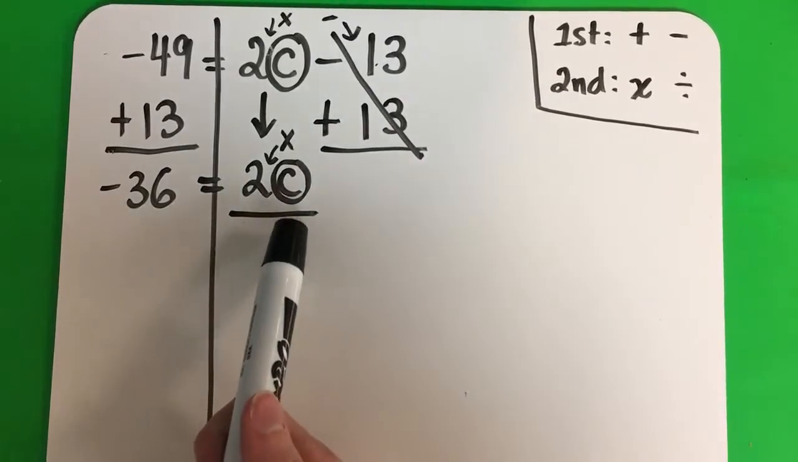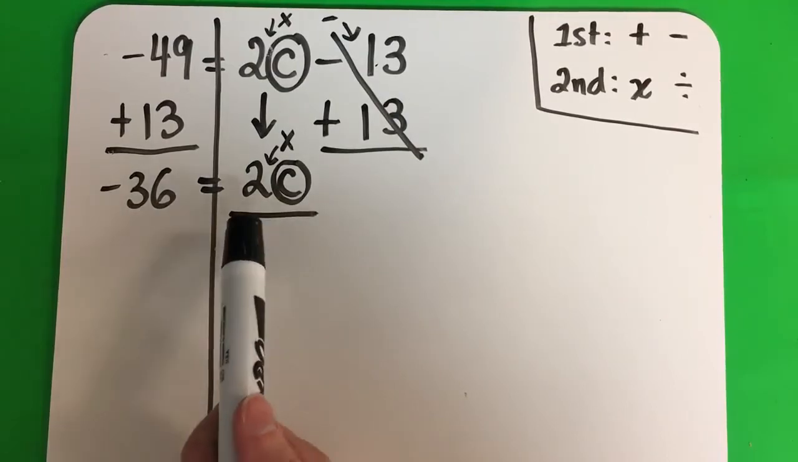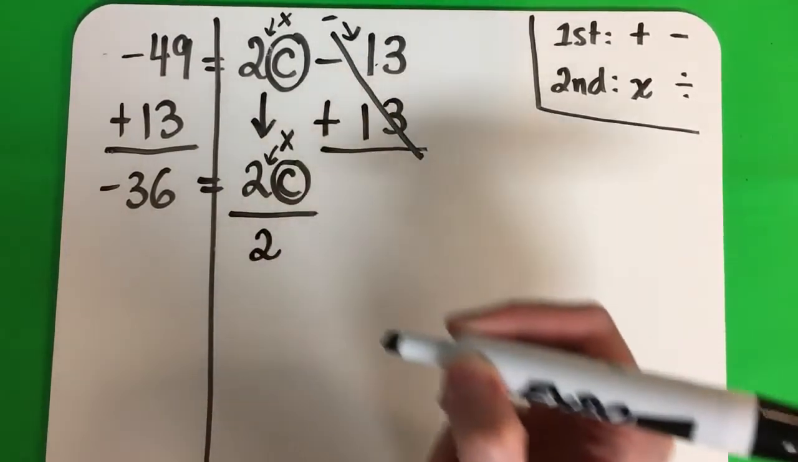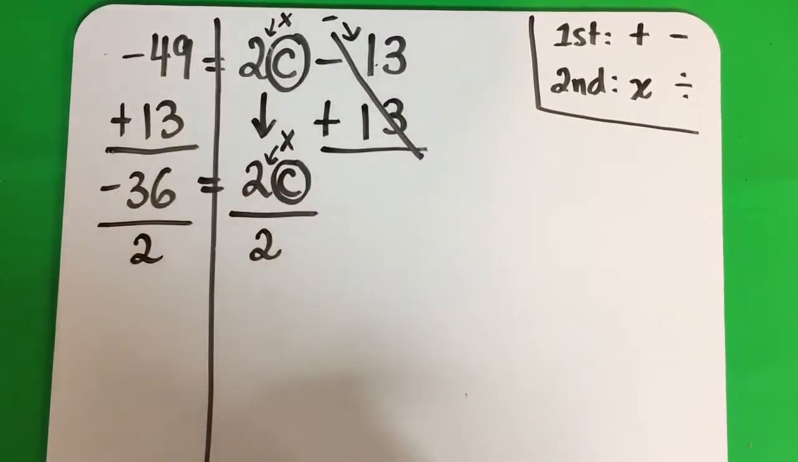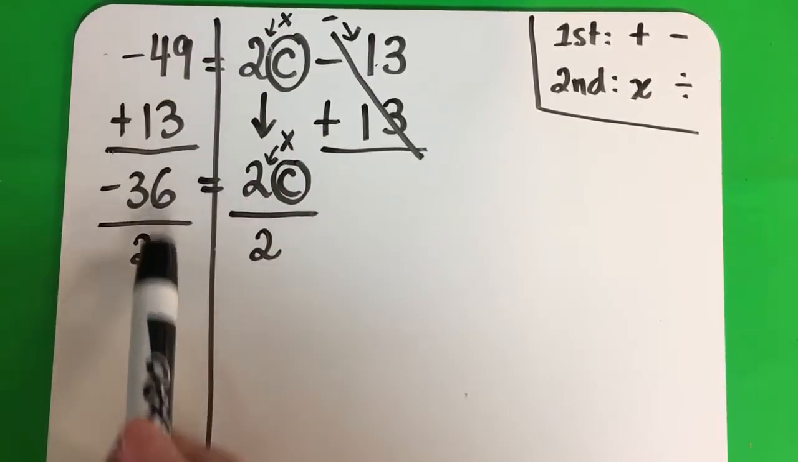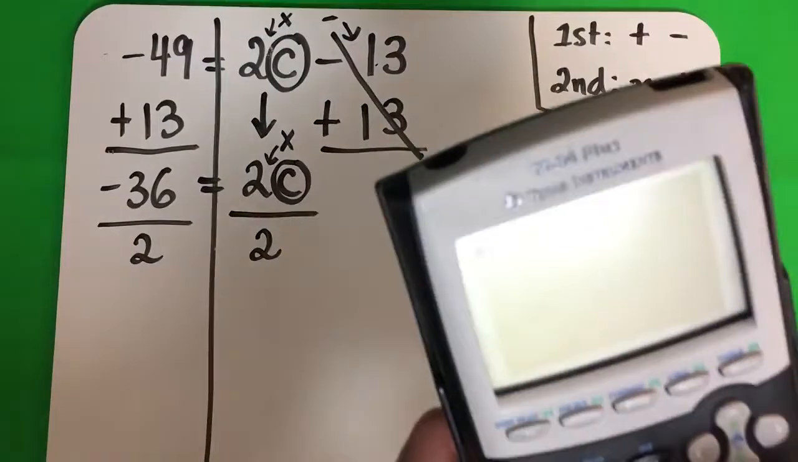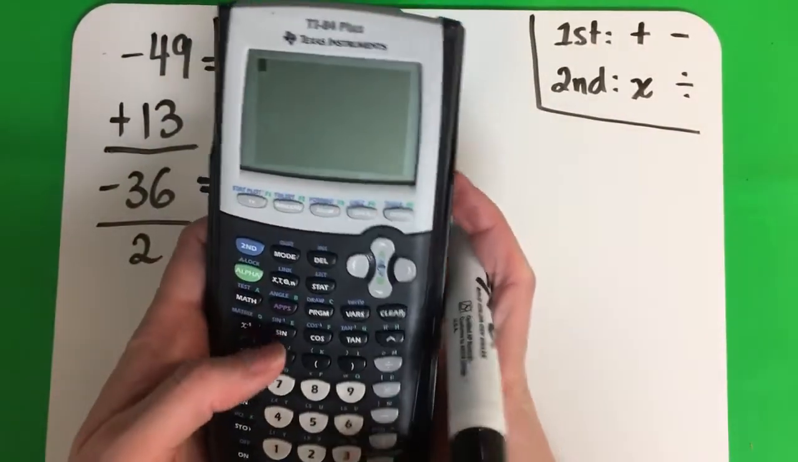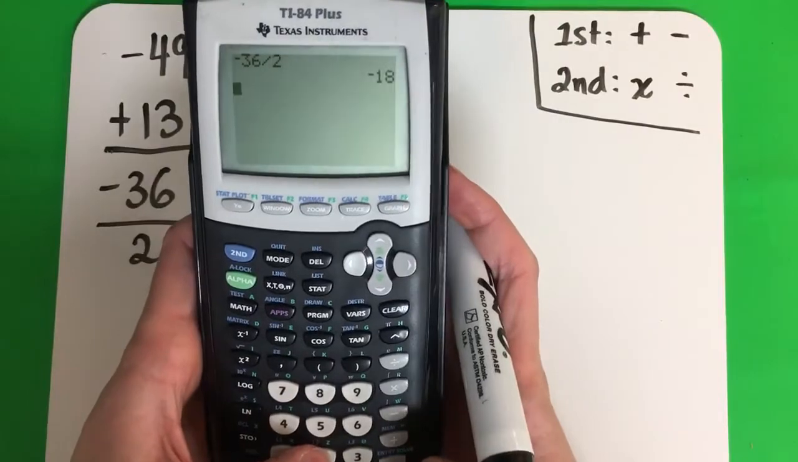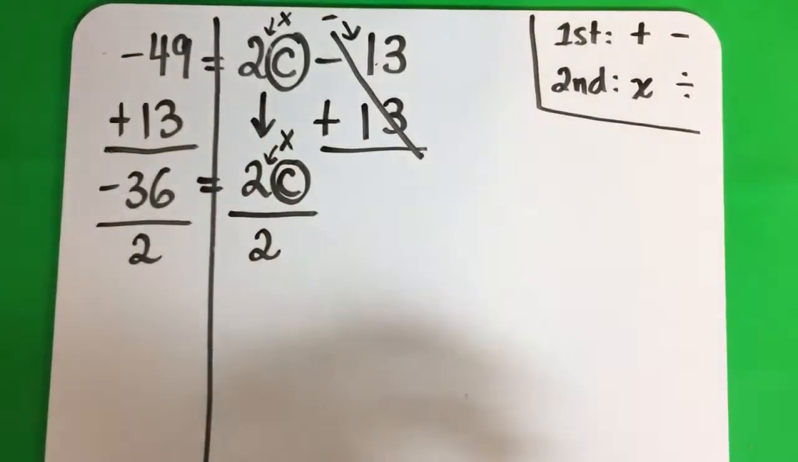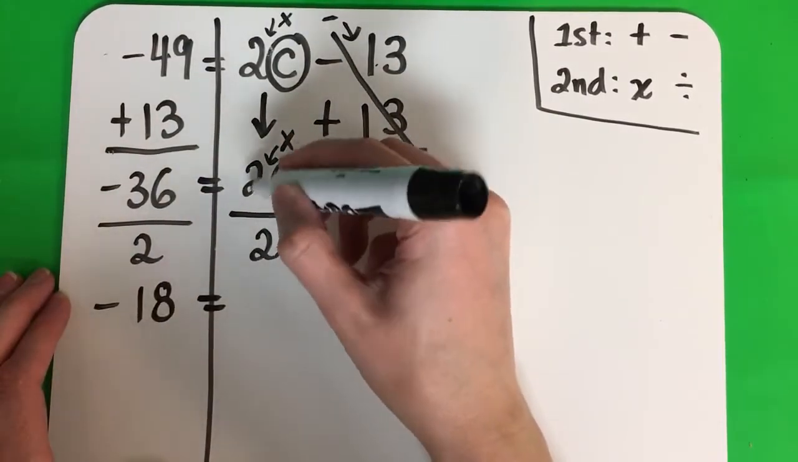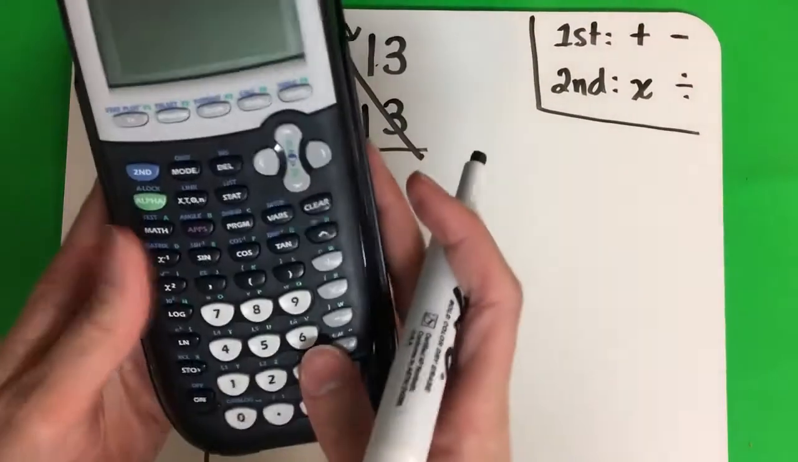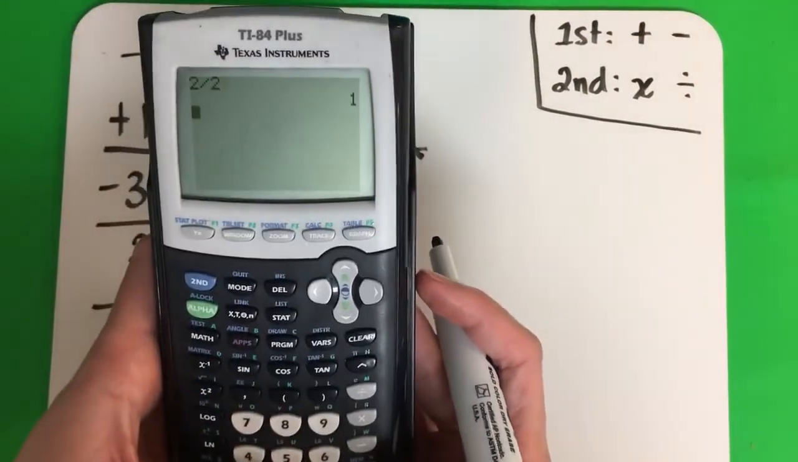What number is on the right with C? ¿Cuál número está en la derecha con la letra C? 2. Copy to the other side. Divided by 2. Put in the calculator, negative 36 divided by 2. Negativo 36 entre 2. Negative 18. Equals, now 2 divided by 2. 2 entre 2. 1.